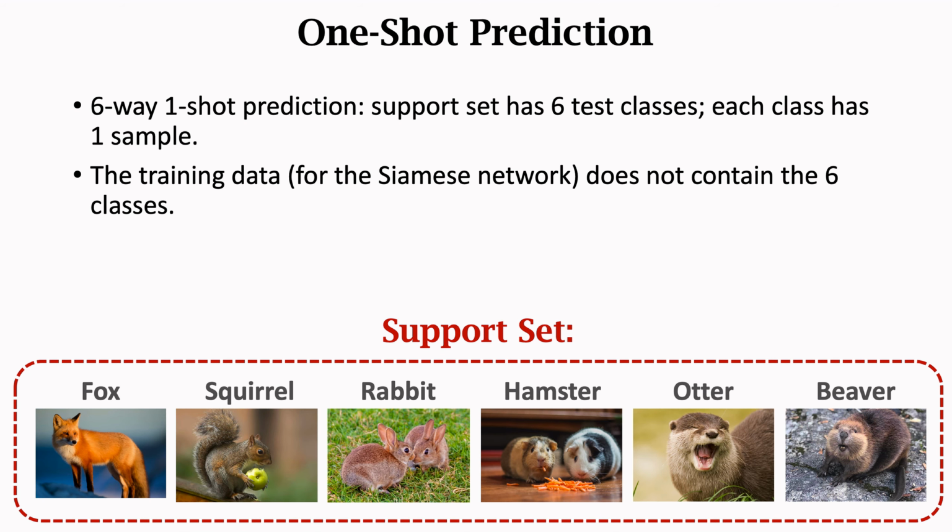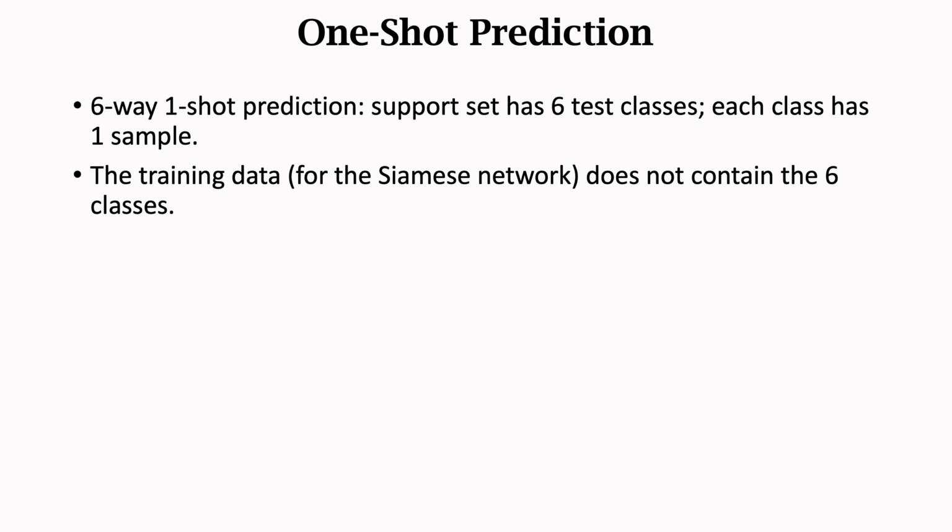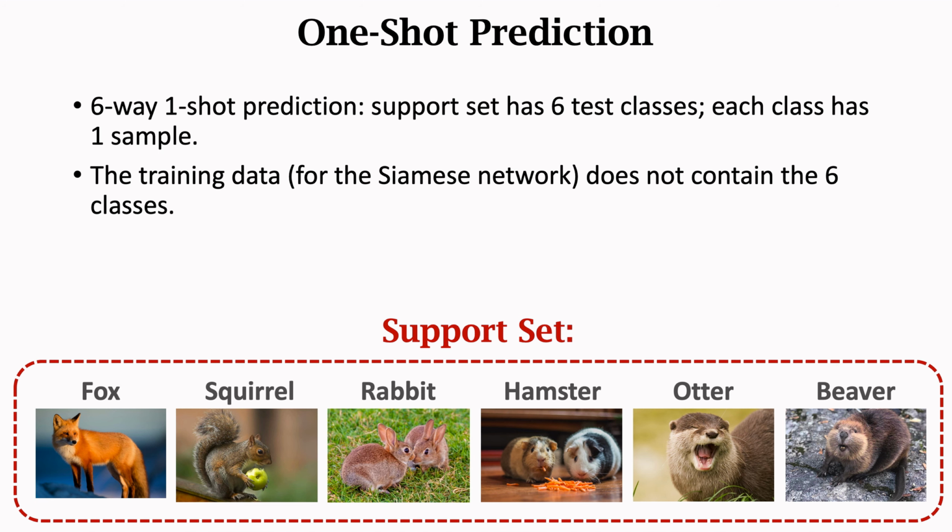After training the model, we can use it for one-shot prediction. In this example, the support set is 6-way one-shot. There are 6 classes. Each class has 1 sample. Note that the 6 classes are not in the training set, which is why few-shot learning is difficult.